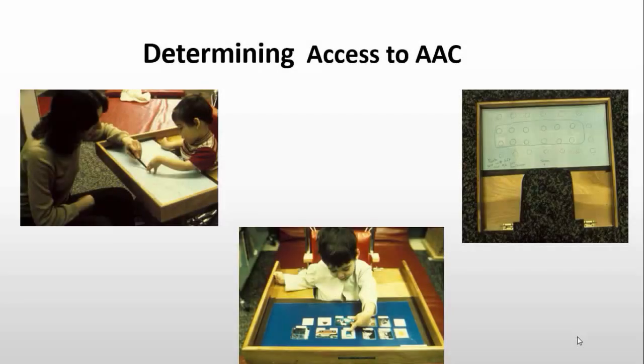In this picture, you see how we are mapping where the child can point to, and then we create that map of ideal positions on their tray and construct the AAC system accordingly to where they were best able to point on the board or a device.